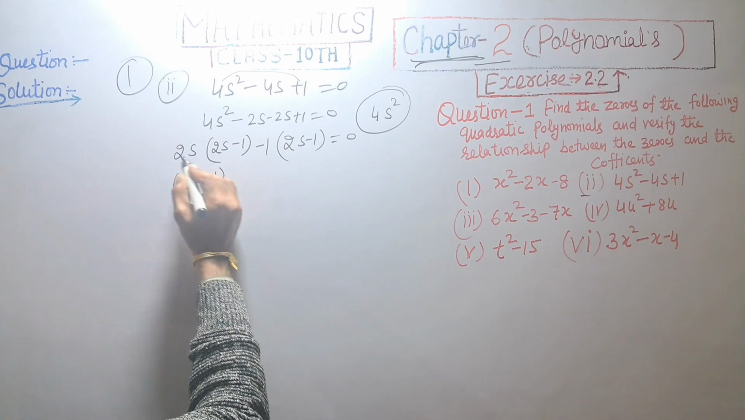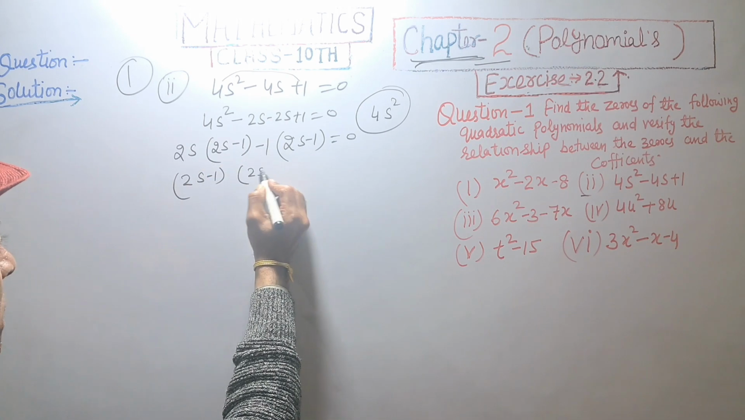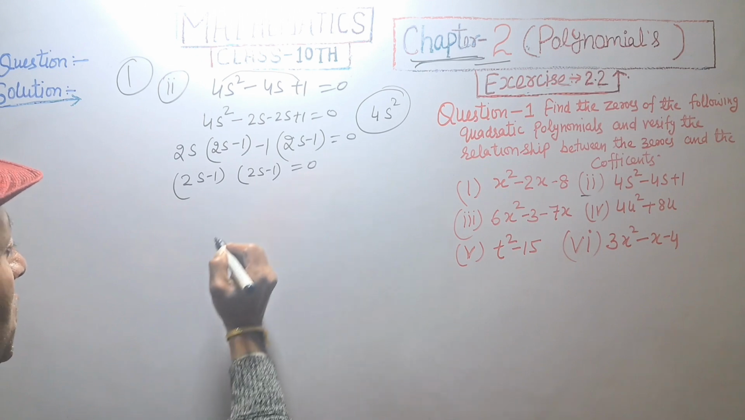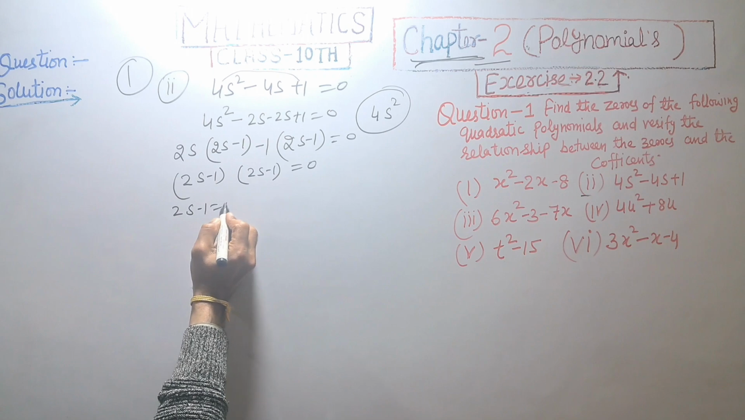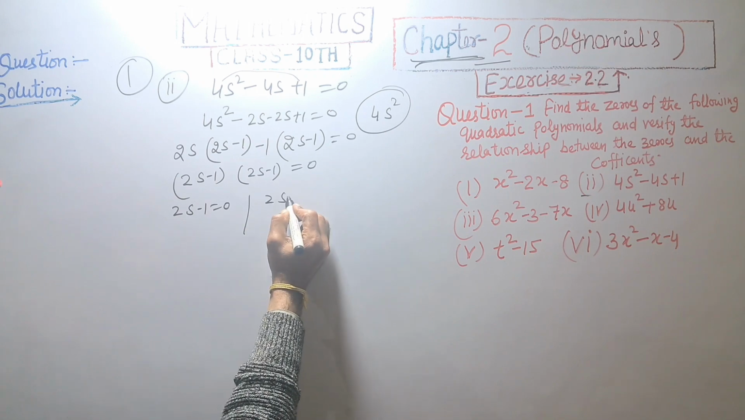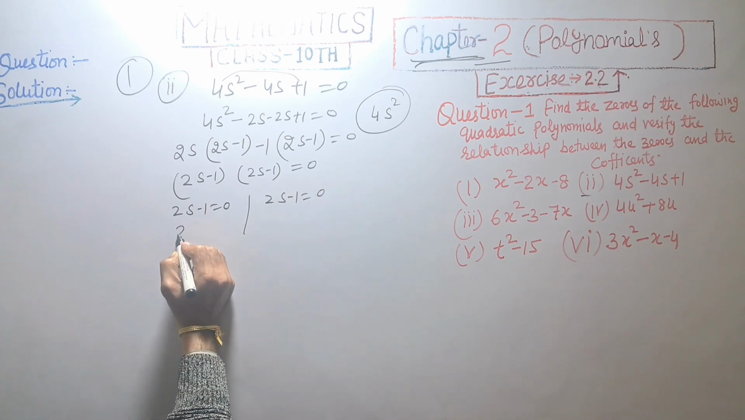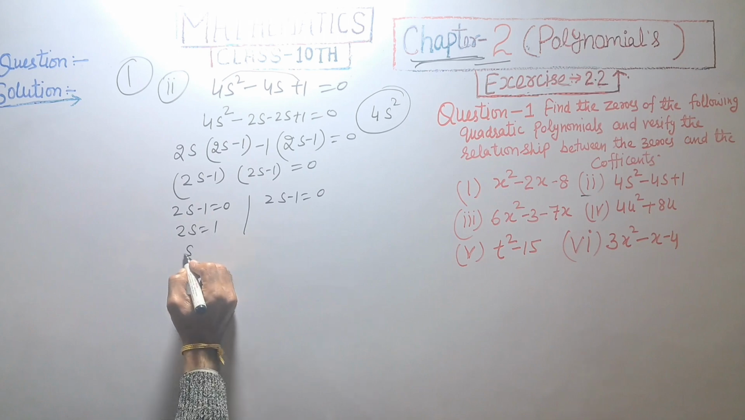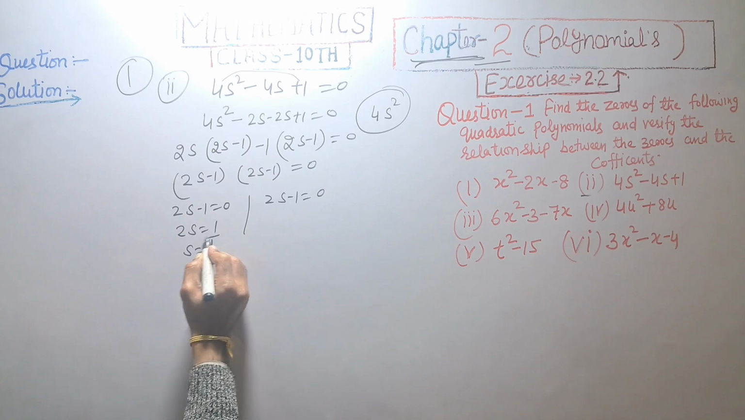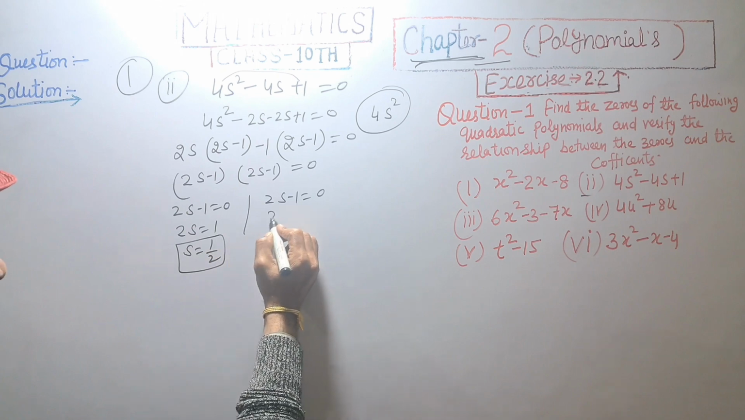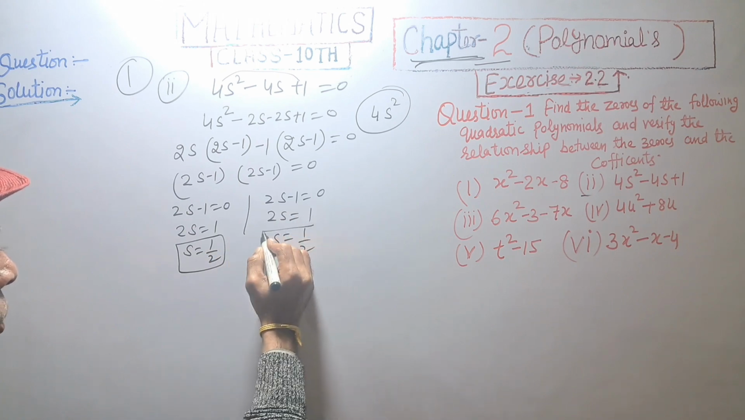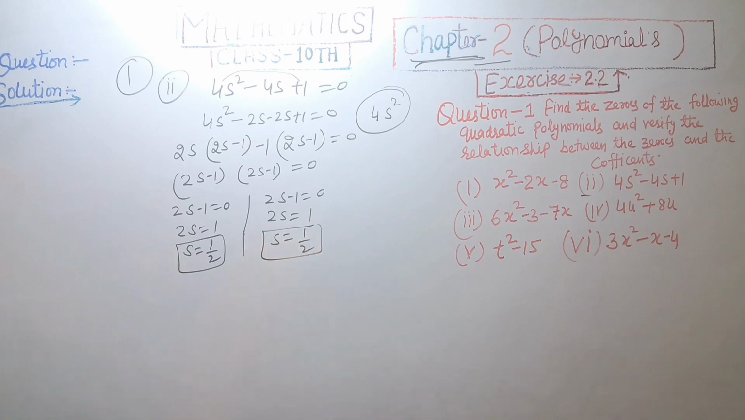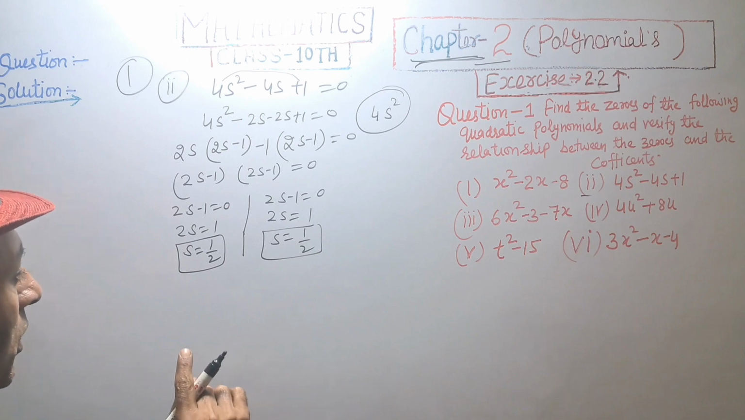2s minus 1 one time and 2s minus 1 one time is equal to 0. 2s minus 1 is equal to 0, so 2s is equal to 1 and s is equal to 1 upon 2. Similarly, 2s is 1, s is equal to 1 upon 2.